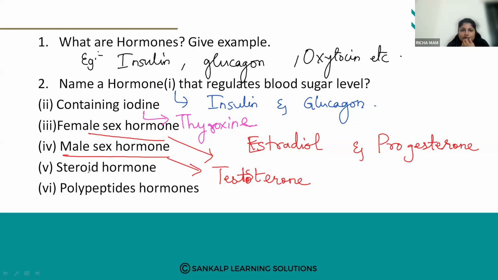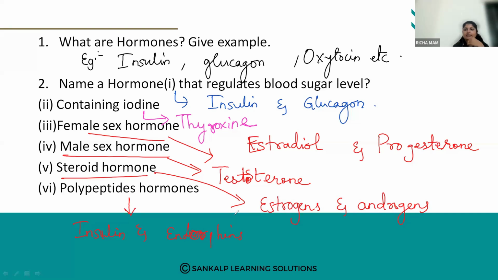Then which is a steroid hormone? It is estrogens and androgens. So these are the steroid hormones. Next, which is a polypeptide hormone? Insulin and endorphins. Polypeptide hormones are insulin and endorphins.